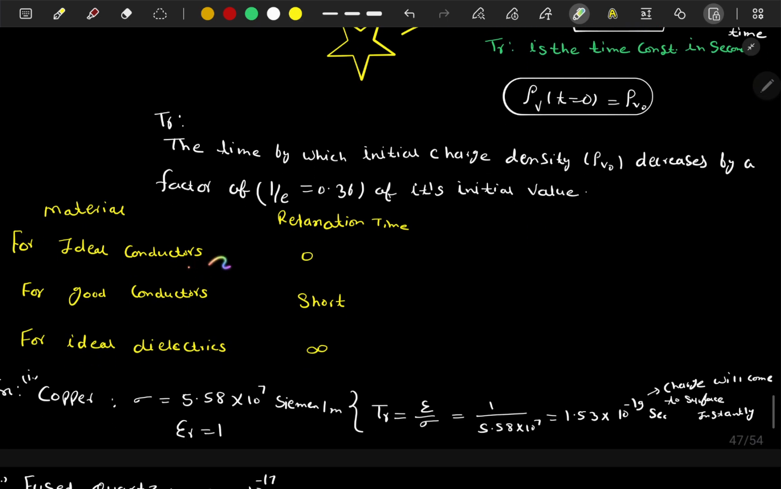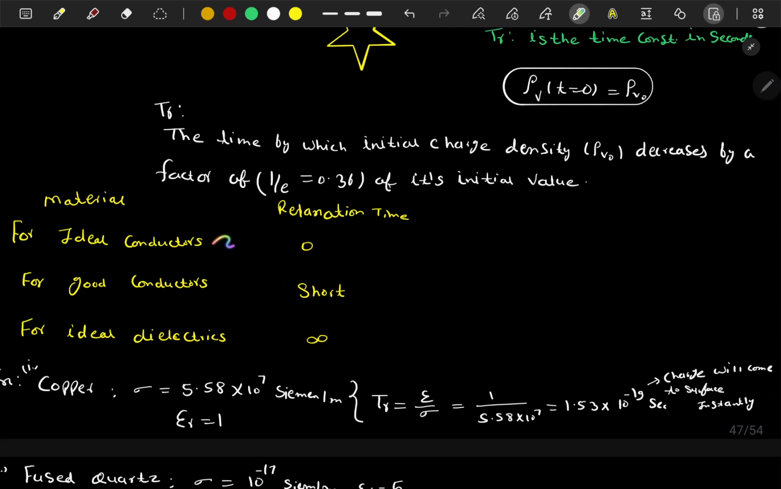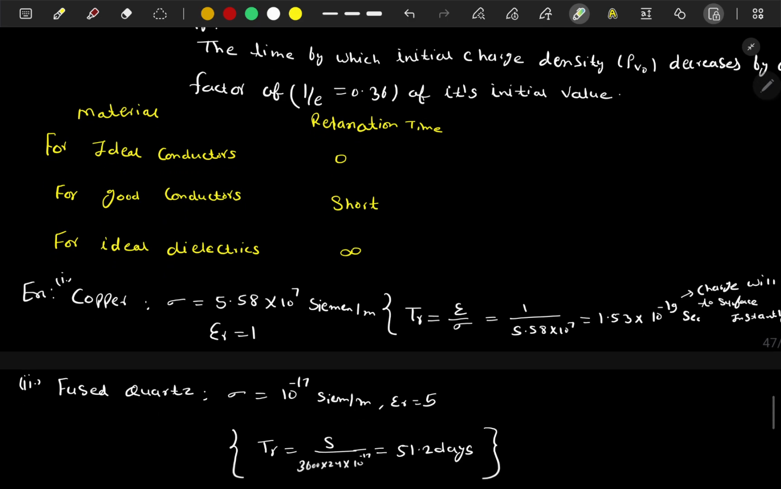Now for ideal conductors it is approximately 0. For good conductors it is short, and for ideal dielectrics it is infinite. For ideal conductors it is 0. For good conductors it is short, and for ideal dielectrics it is infinite. Okay. So for ideal conductors relaxation time is 0. For good conductors relaxation time is very short, and for ideal dielectrics it will be infinite. So basically it has a negative impact. Okay, relaxation time has a negative impact on conductivity. Getting my point? Relaxation time has a negative impact on conductivity. Thus you can remember it.